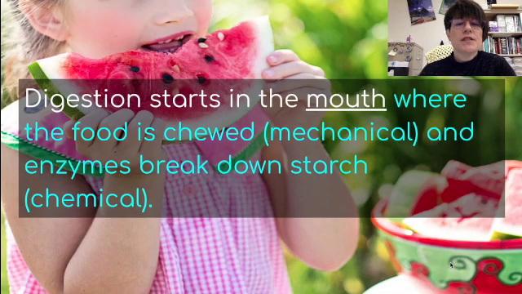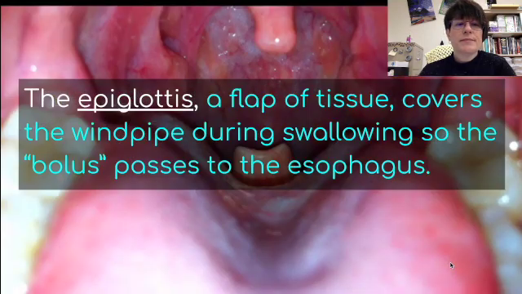Digestion starts in the mouth where the food is chewed. That's called mechanical digestion, and enzymes break down starch, which is called chemical digestion. So this little girl eating the watermelon, her digestion starts in her mouth.